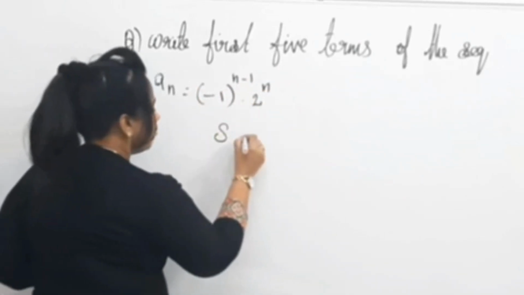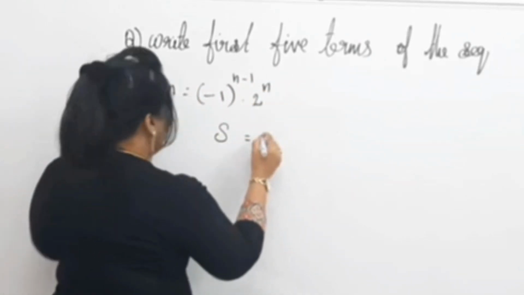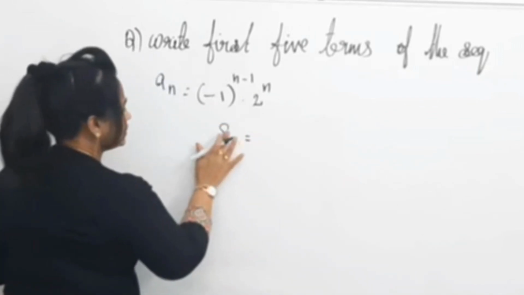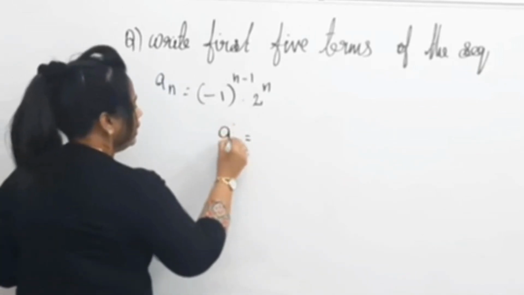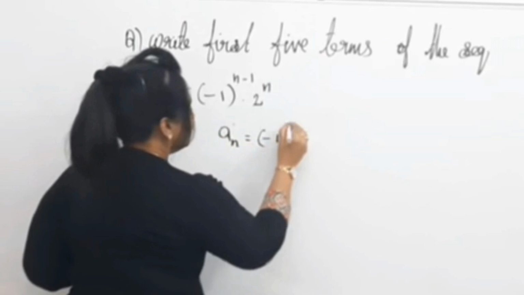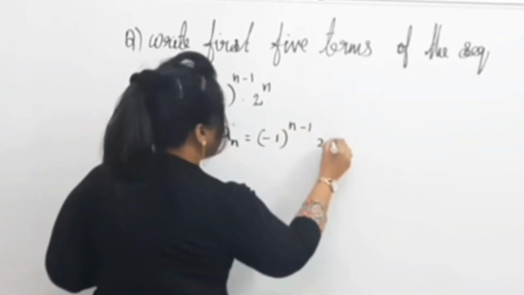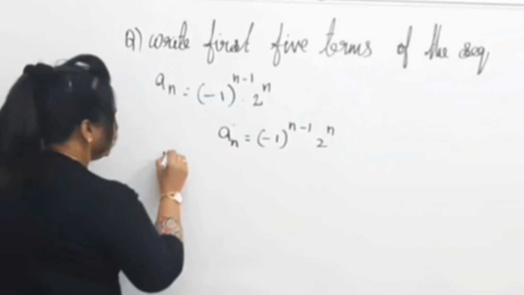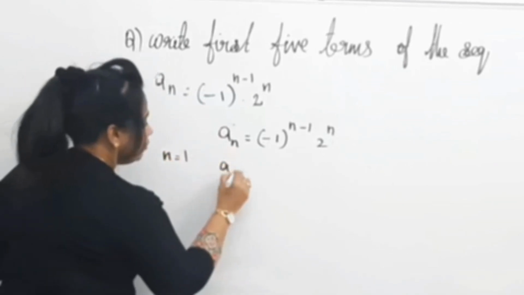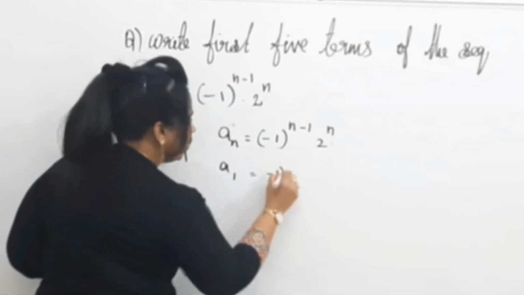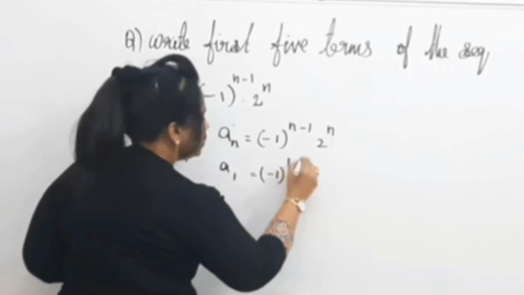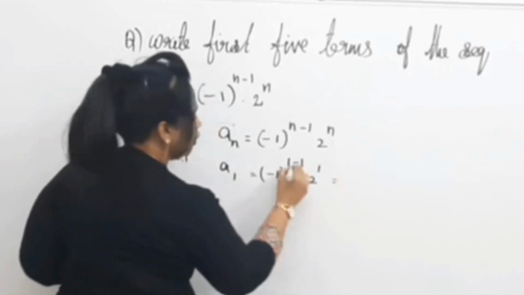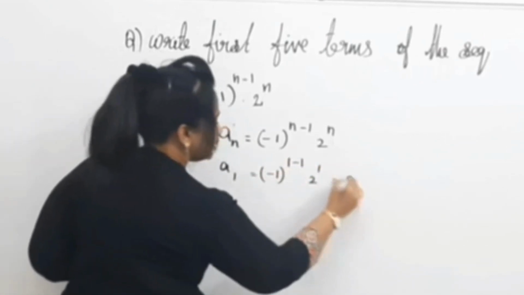So let me write a_n = (-1)^(n-1) × 2^n. Now I have to find the first 5 terms. Take n = 1 to get a1. So (-1)^(1-1) × 2^1, this becomes 0 in the power. My answer is 2.